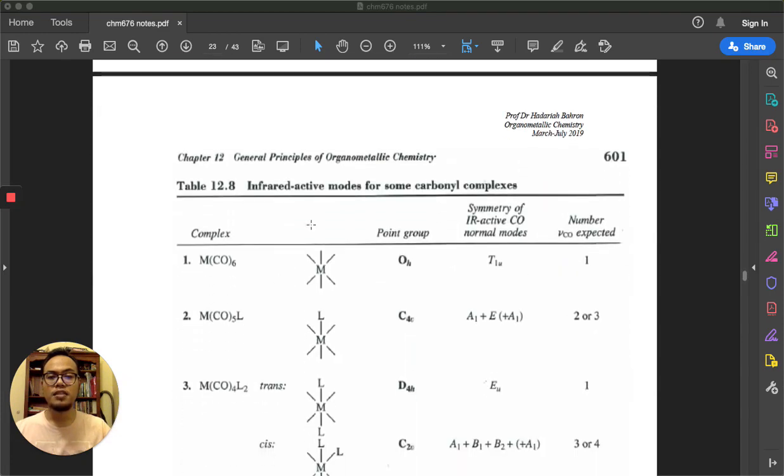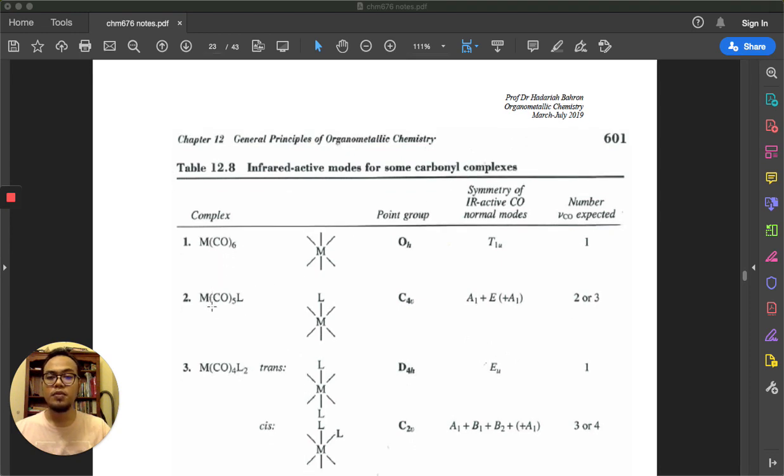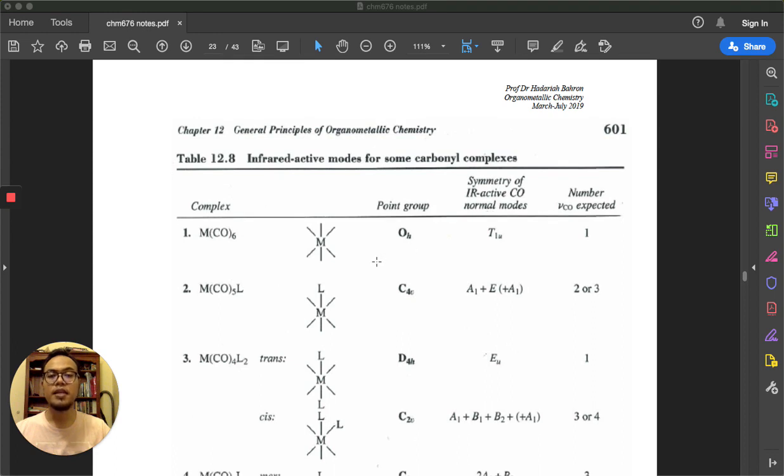This is the infrared active modes for some carbonyl complexes. We take this one example, hexacarbonyl. This is the structure, octahedral. We are expecting one frequency of your carbonyl. It depends on the symmetry, so it depends also on the point group. It is not covered in the syllabus, but the important part of this table would be what would happen to the number of frequencies expected when you are given a certain structure.